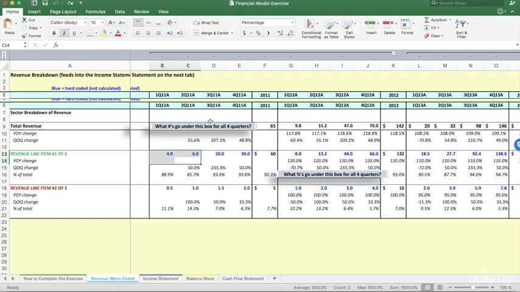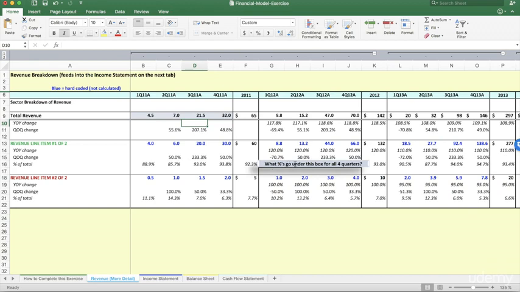All right, let's talk about the financial model exercise answers. We'll kick it off with the revenue tab. So right here, what goes under this box for all 4 quarters? Well, it's actually just an addition of revenue line item 1 and 2 from below. And in terms of what goes under this box here, well, it's just a percent total.